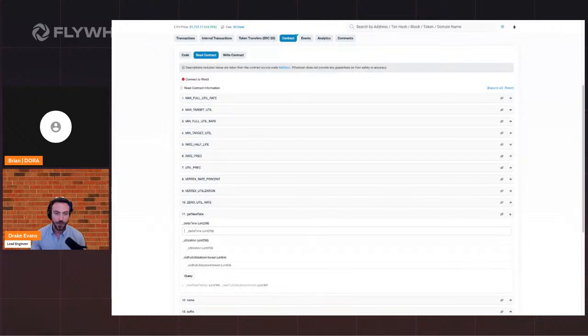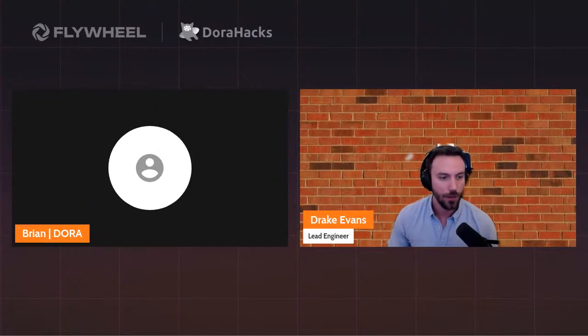So the short answer is no, it's not possible to view the state from within V1. However, we can walk through how to calculate that relatively easily. So let me stop sharing. I will pull up some code and we can take a look at how that interest is calculated.